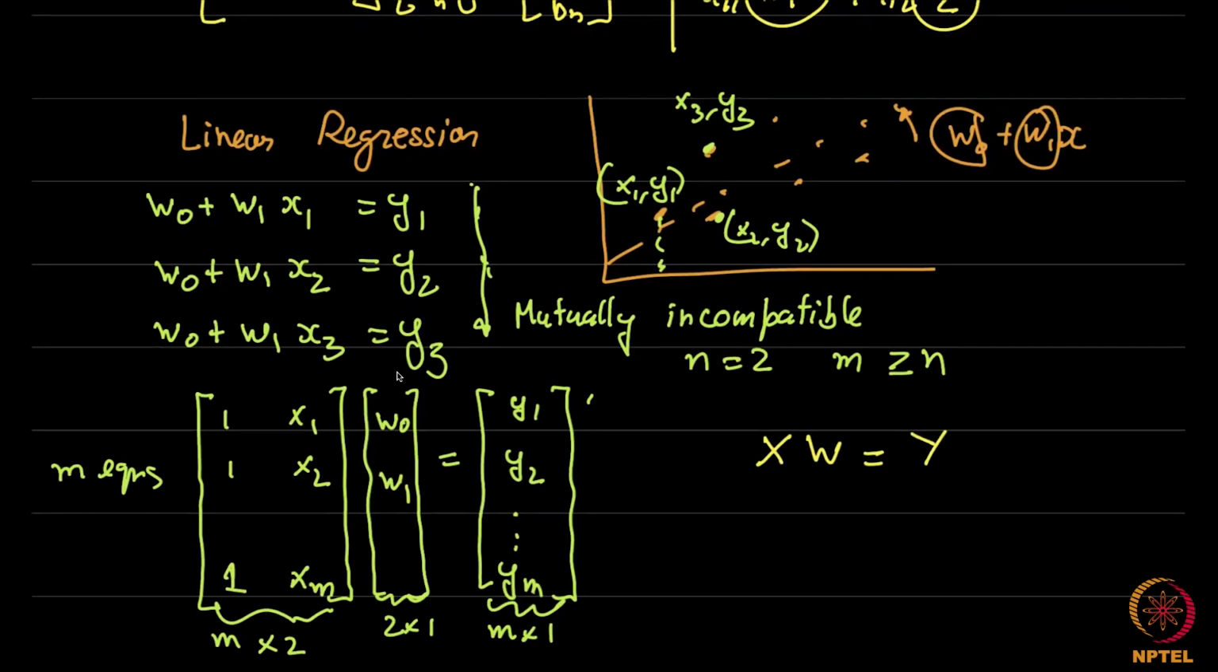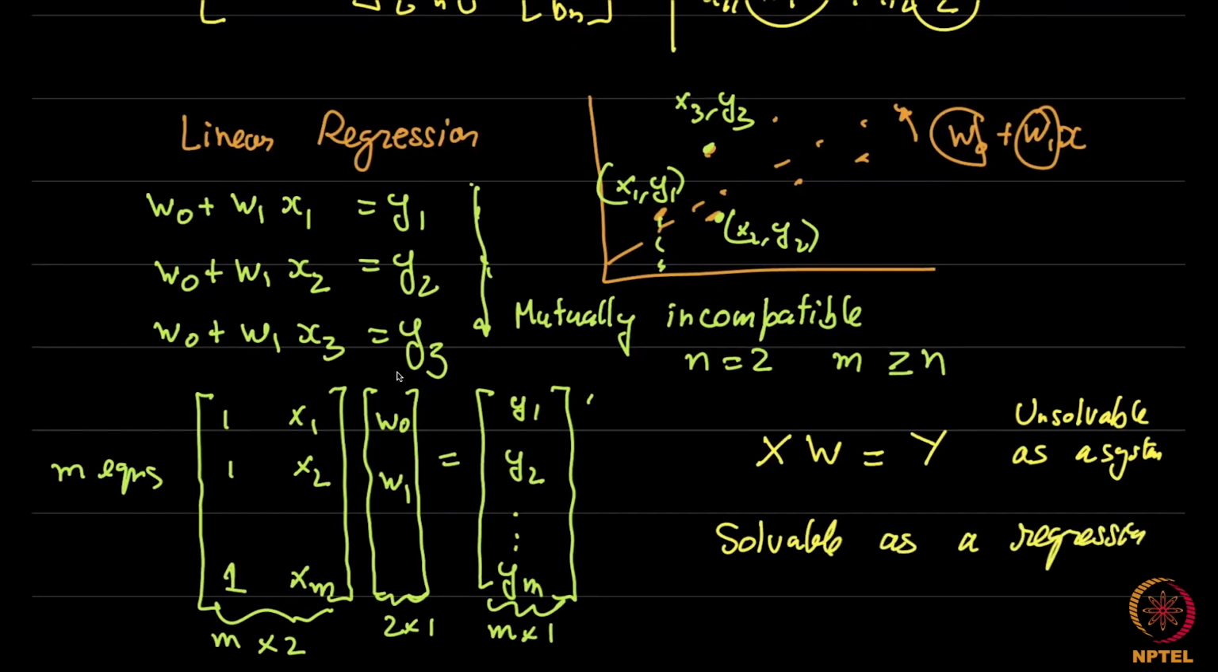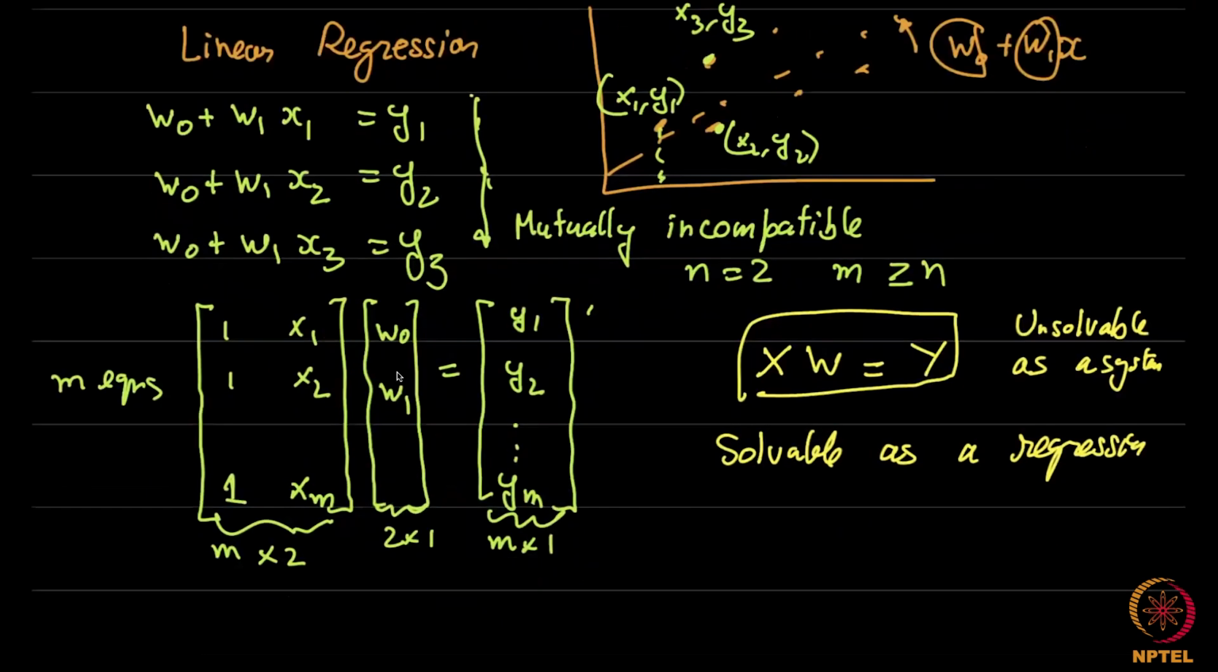This is what we want to solve, but obviously this is unsolvable as a system, but this is solvable as a regression problem. As in, you do not solve any of these equations exactly, but you solve them in an approximate sense. Now, some of you might notice that, strangely enough, it looks like our normal equations have something very close to this. If you look at the normal equations for this, they are x transpose x w equal to x transpose y.